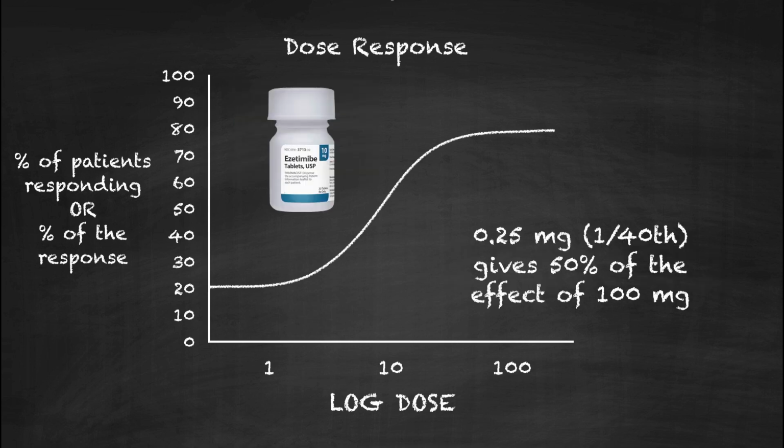This is an interesting one. This is ezetimibe and its ability to lower cholesterol. And in this case, I'm going to show you a dose that is not quite as effective as the full dose. But interestingly, there's a study showing that if you take a 40th of ezetimibe, it still gives you 50% of the effect that you'd see with 100 milligrams. Again, a very good demonstration of the fact that we don't know what doses to use, especially when we're talking about low doses.